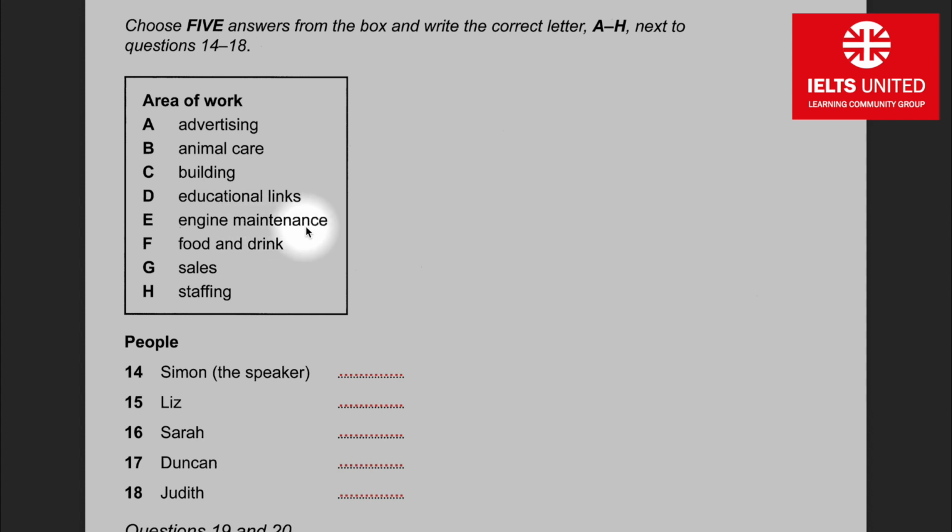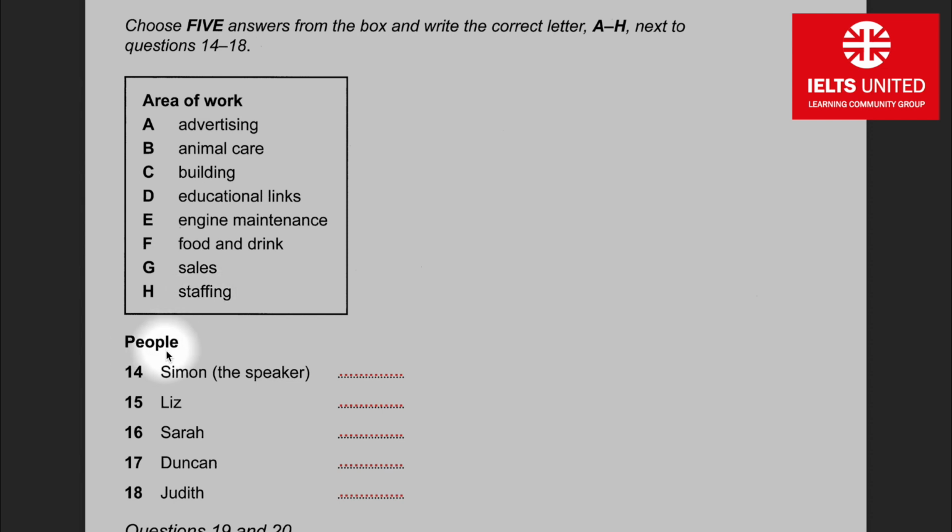Engine maintenance, so engines presumably on vehicles, trains. Maintenance, a synonym for maintenance would be upkeep, repair. Okay, F is food and drink, so catering, refreshments. We need to listen out for people having experiences of specific foods and drinks. G, sales, so selling and words related to finance and money. And H, staffing, so that's related to human resources, staff, personnel, employees. These are words to listen for.